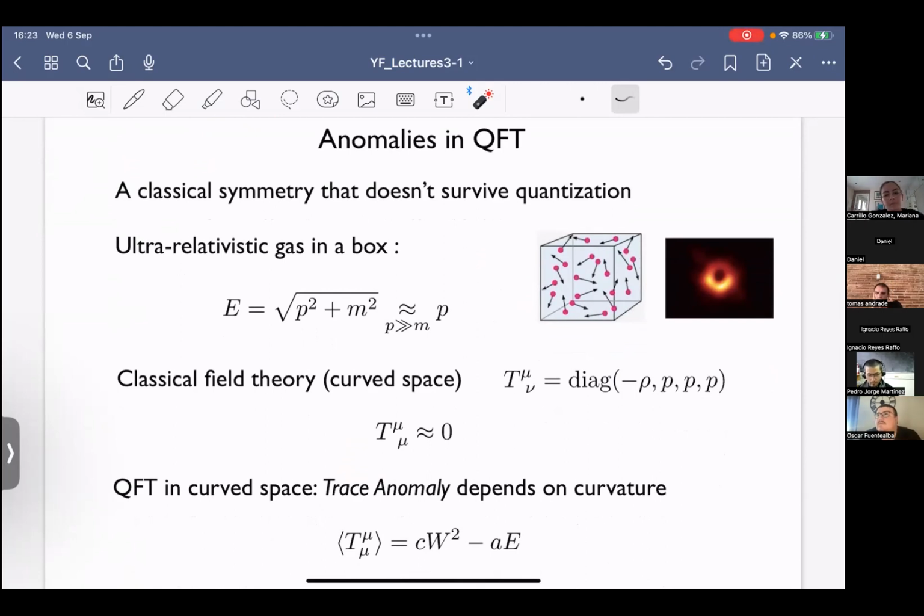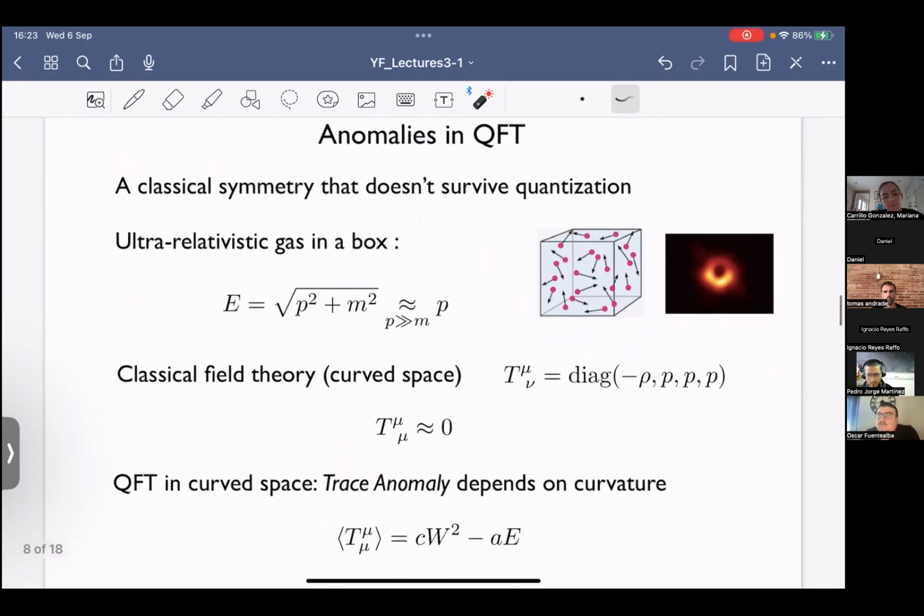So what is the symmetry that we are concerned with here? The idea is very simple. Of course, it's conformal symmetry. There we go. Okay. If you take a very simple example, a particle in a box, and the energy satisfies this relativistic equation, if we now take the limit where the momentum is much larger than the energy scale provided by the mass of the particle, then essentially the energy is just the momentum. Of course, there are subleading corrections that depend on the mass.